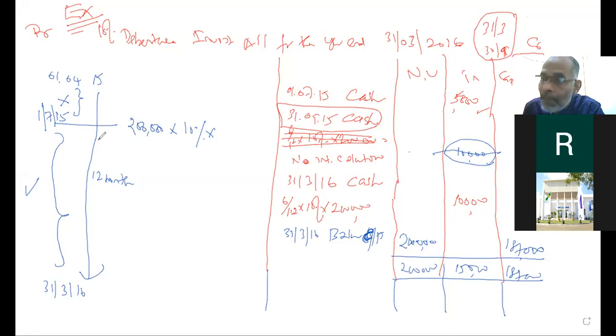I have recorded 10%. How much interest you are entitled to for the current year will be calculated for your investment months. Can you find out the investment months? 1st July, how many months? August, September, October, November, December, January, February, March 31st. 9 months. Right. 9 months multiplied by that. Can anyone tell me the answer? 15,000. Very good.